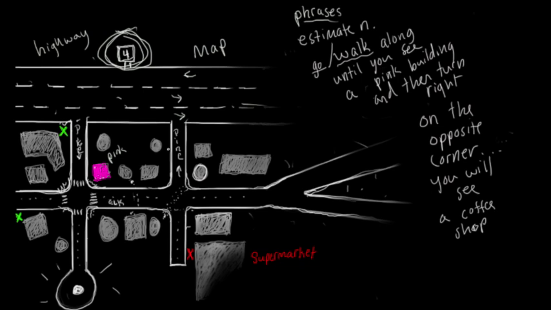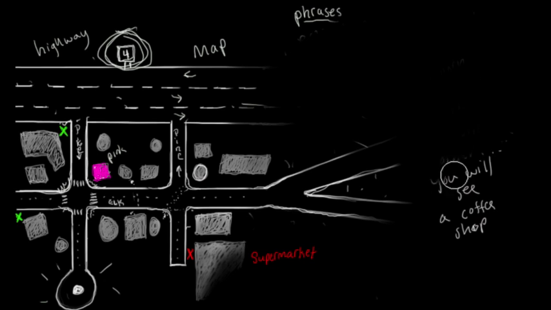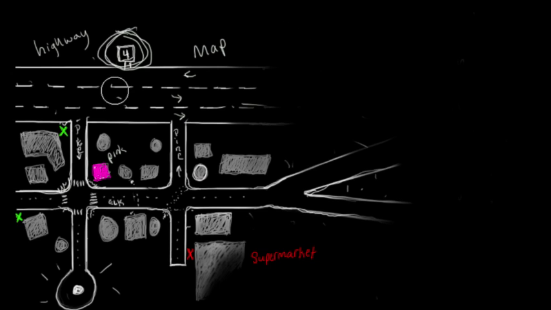You will see a coffee shop. Okay, so this is just a way to give people some description about what they will see and what they need to do so that they can get where they need to go. All right, so let's actually practice giving directions from one place to another place. So we're going to begin at green X here, and we're going to be going to the supermarket where this red X is. Okay, we're going from here to here.